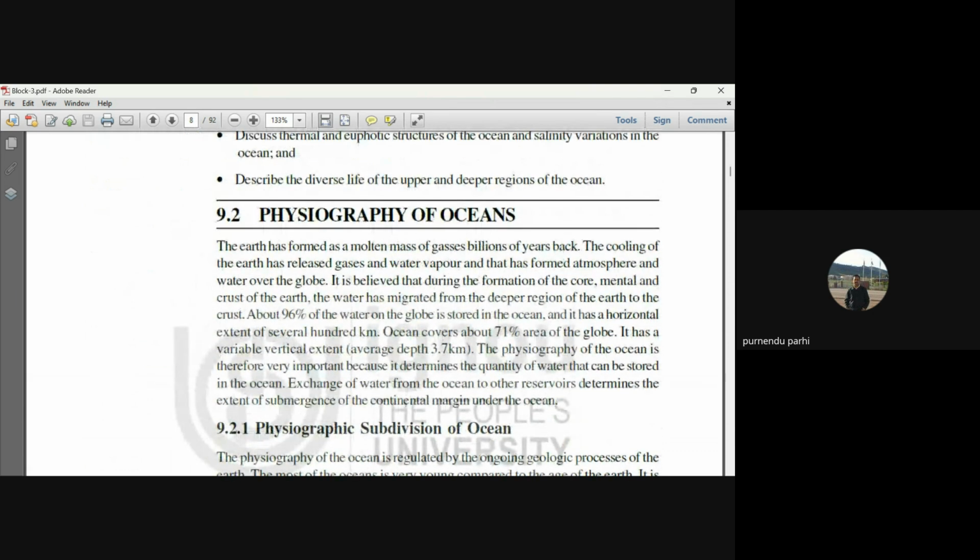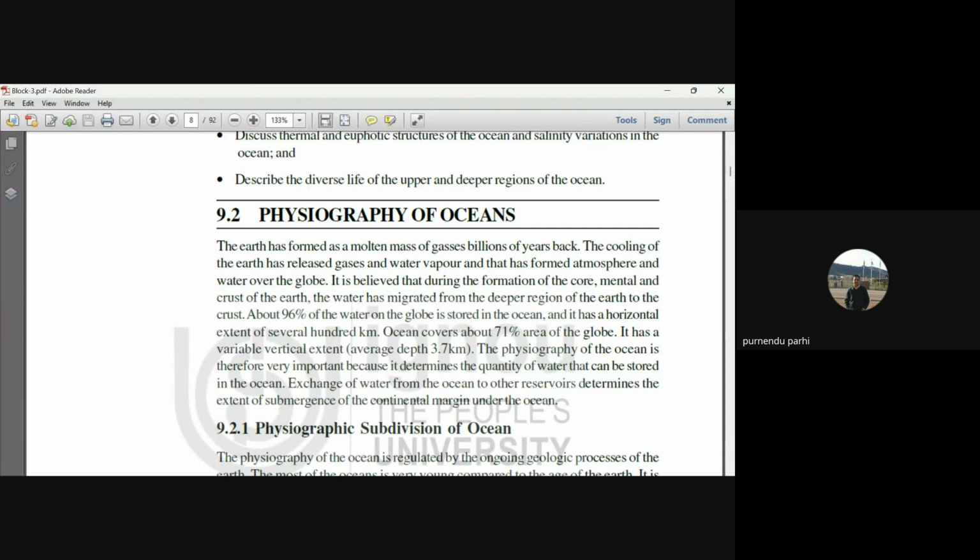So, the physiography of ocean. The Earth has formed as a molten mass of gases billions of years ago. The cooling of the Earth has released gases and water vapor, and that has formed the atmosphere and water above the globe. It is believed that during the formation of the core, mantle, and crust of the Earth, the water has migrated from the deeper region of the Earth to the crust. About 96% of the water on the globe is stored in the ocean, and it has a horizontal extent of several hundred kilometers. Ocean covers about 71% area of the globe. It has a variable vertical extent.